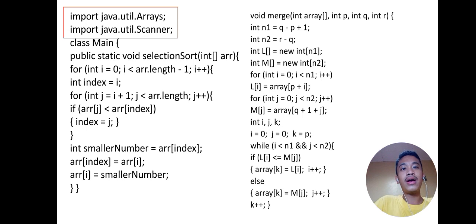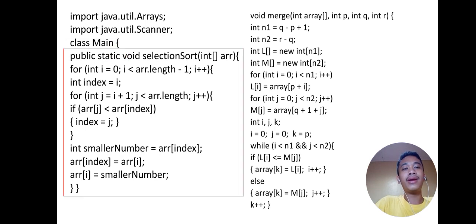So first we have import java.util.Arrays and import java.util.Scanner. The arrays import will allow us to use arrays in our program, and the scanner will allow our user to input. Under here, we have class Main, and under our class Main, we have different kinds of methods.